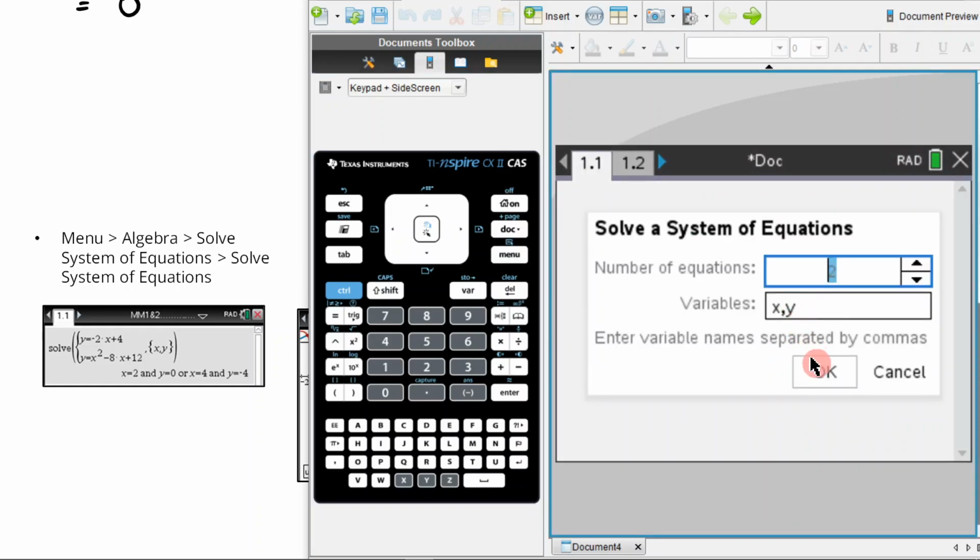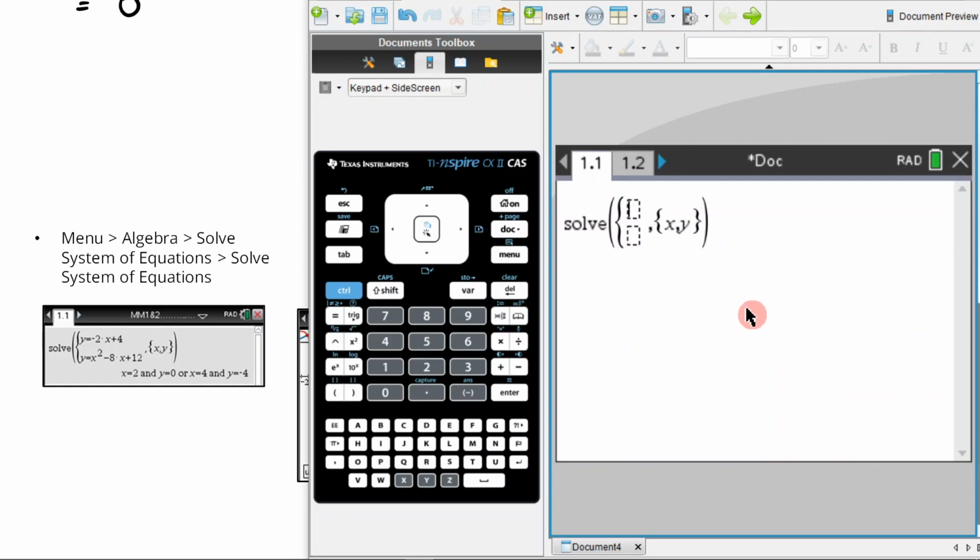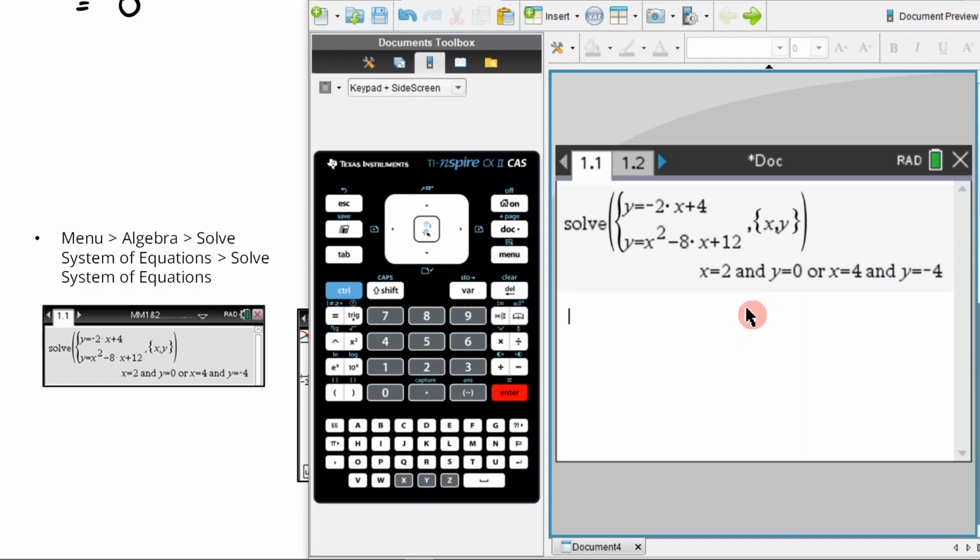And then we could type in what we have. It's y is equal to negative 2x plus 4. And then over here, we've got y is equal to x squared minus 8x plus 12. And then when we get that, we get x is equal to 2 and y is equal to 0, or x is equal to 4 and y is equal to negative 4. Either of those ways work. You need to know how to do both and just be comfortable with how to navigate around on your CAS.